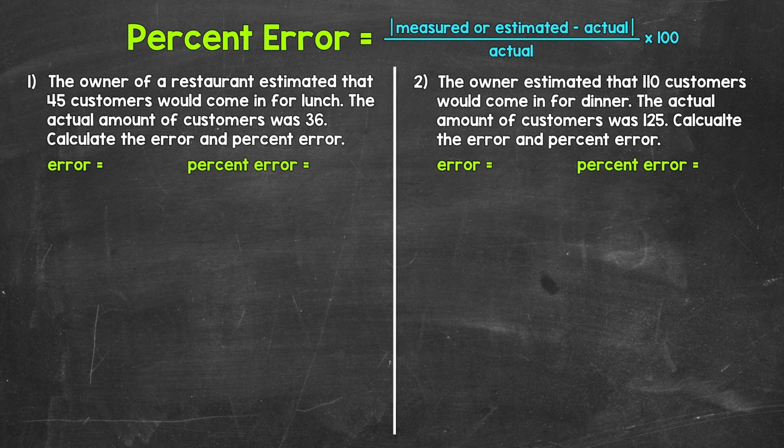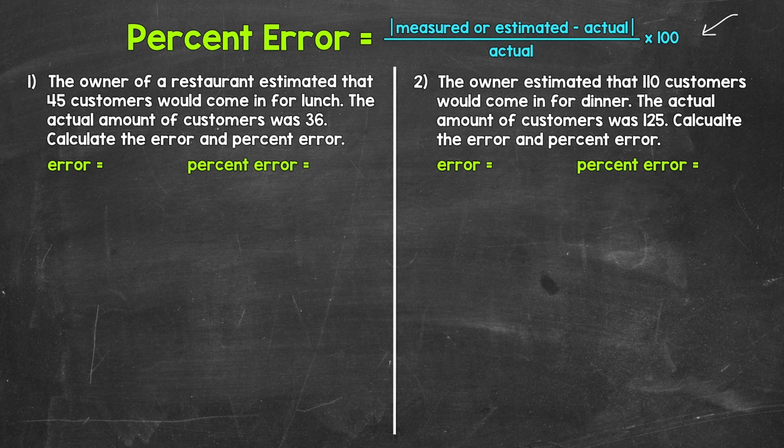Now to calculate percent error, which we have the formula right here, we take the measured value or estimated value and subtract the actual value. Then we take the absolute value of that result. So if it's negative, it will turn positive. Then we divide that by the actual value. This will give us a decimal. We then multiply the decimal by 100 to convert it to a percent.